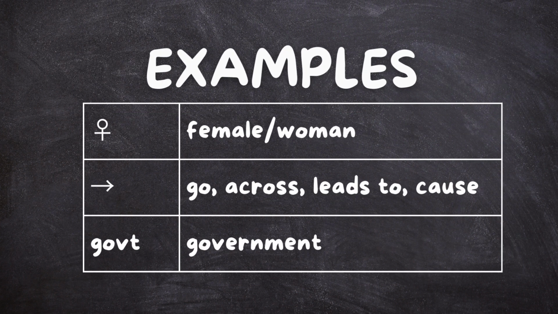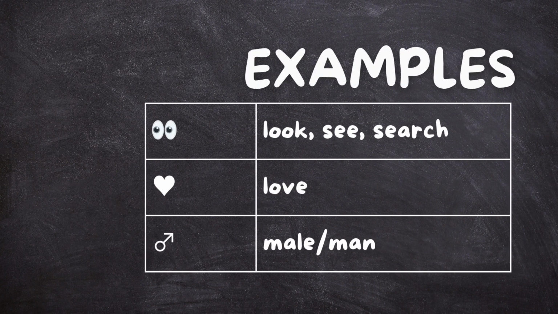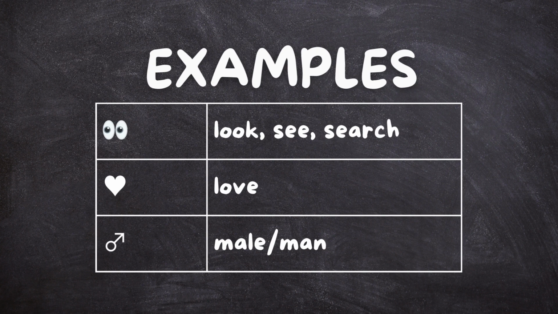If you use this symbol, you can replace the words female or woman. If you use an arrow to the right, that can represent go or across or leads to or cause. GOVT represents the word government. The greater than symbol or the less than symbol are also very common symbols to use when you are taking notes. If you use eyes, that can represent words like look, see, and search. If you simply write a heart, you can represent the word love. And then this symbol here represents the word male or man.